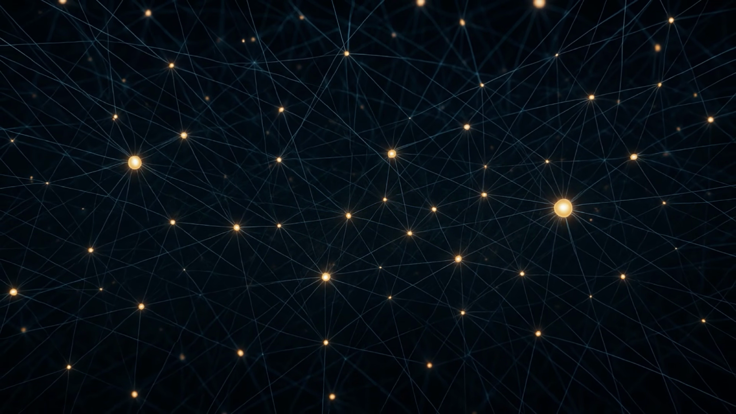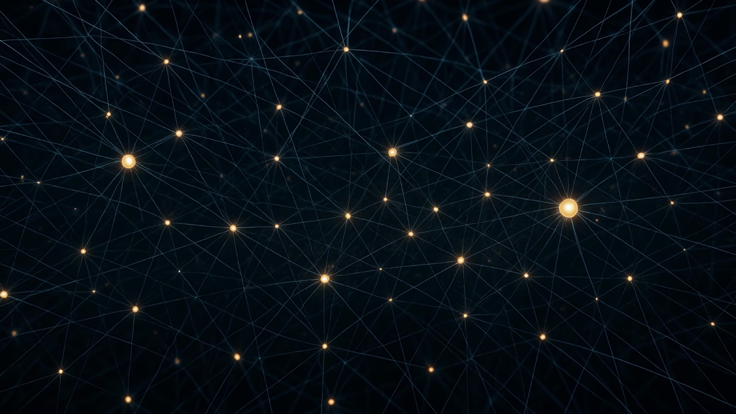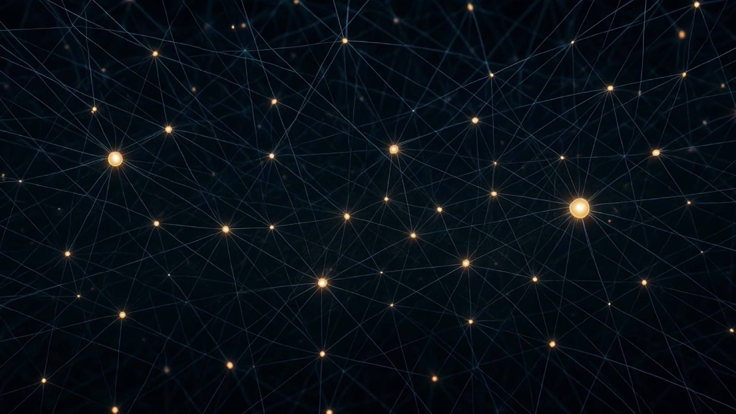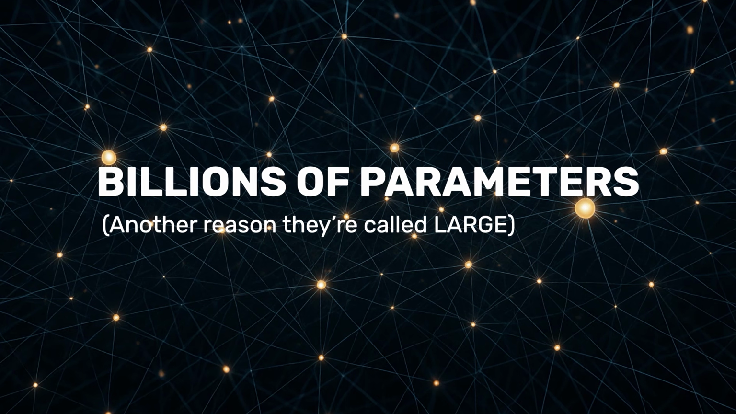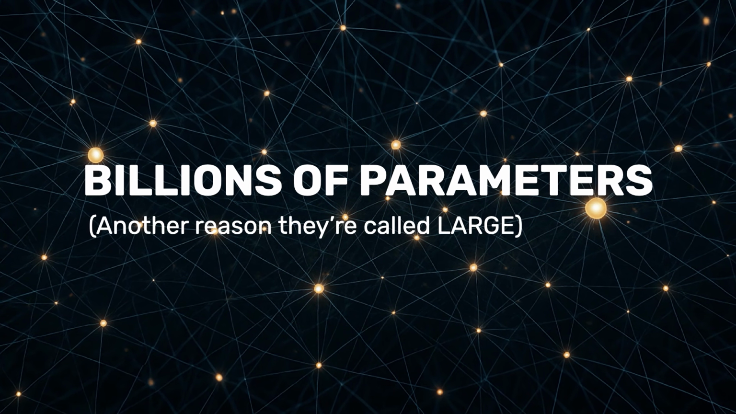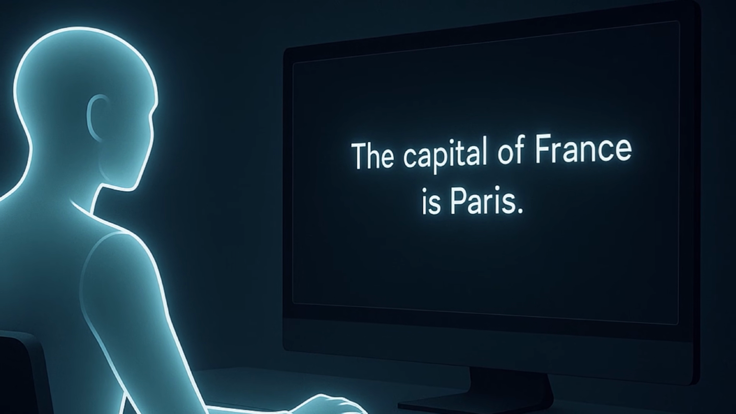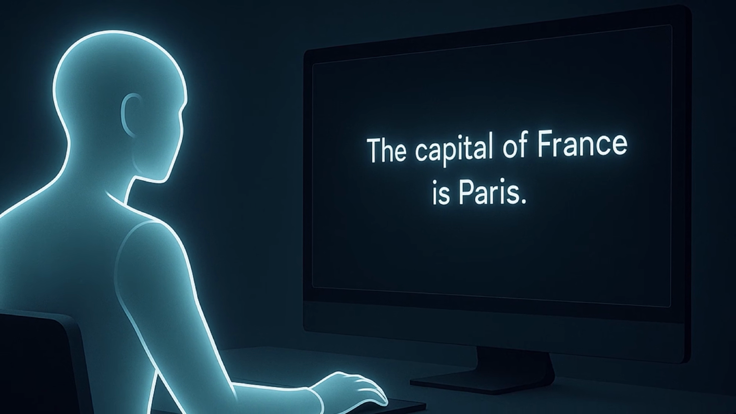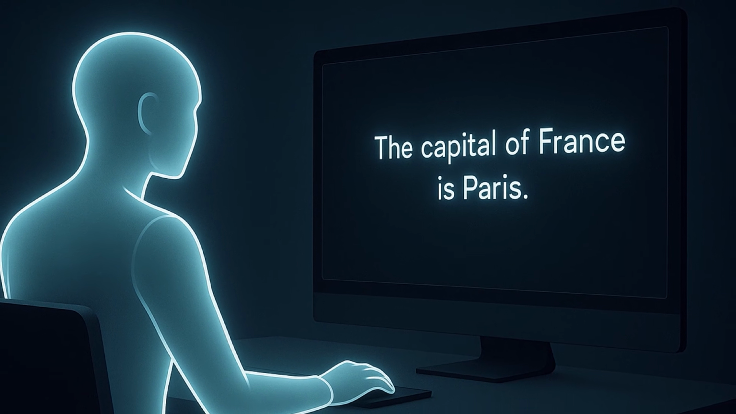In practice, a large language model is a giant mathematical structure, usually multiple gigabytes in size, made up of billions of parameters. Those parameters represent patterns in language like grammar, facts, tone, and style. These models don't understand language the way we do. They don't have beliefs or intelligence. They're just very good at predicting what comes next.